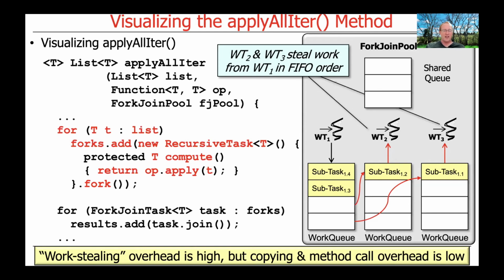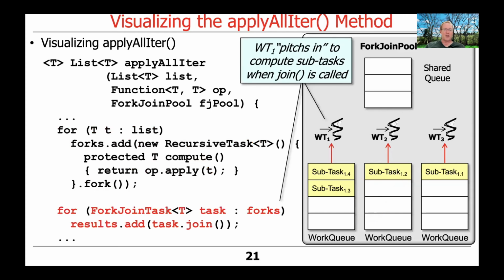The nice thing about this is that there's very little copying and very little method call overhead, but there's a fair amount of work stealing, because we have to rely on work stealing to propagate the tasks from worker thread 1 to all the other worker threads in the pool. And that takes a little while. And as you'll see, it has some detrimental effects on performance.